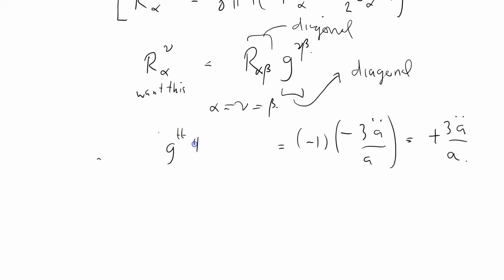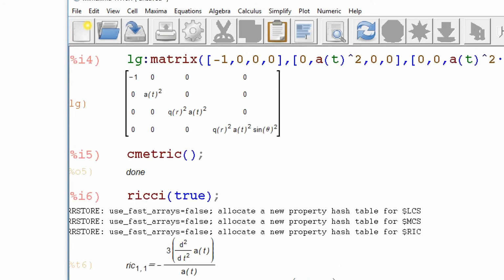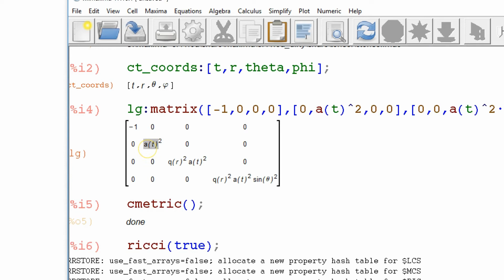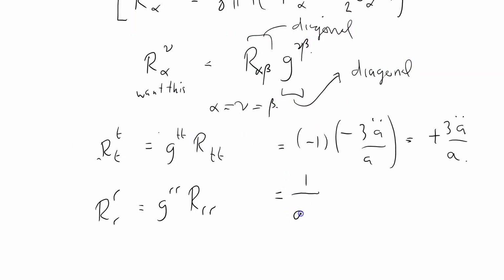GTT times R downstairs TT, and that equals R with one upstairs and one downstairs T. R equals G superscript R, quite a lot of R's in that, which equals what? Just a minute, I need to scroll up a little bit. Here's my workspace. But of course I need the matrix inverse because this is my metric tensor with two lower indices. So I need to divide by a of t squared, not multiply. So it's 1 over a squared times what?